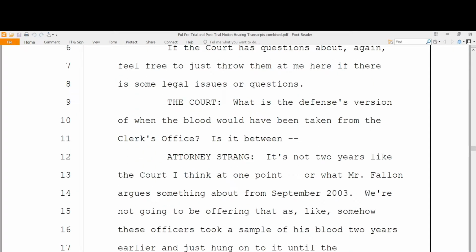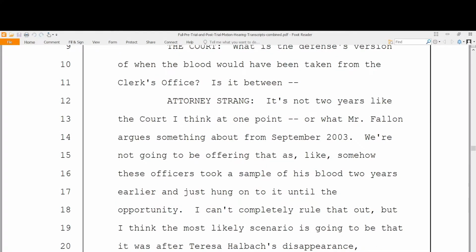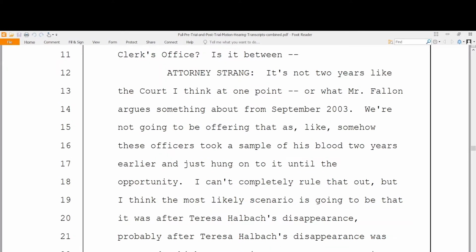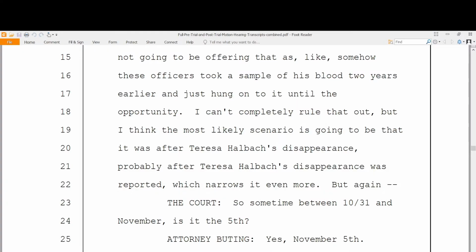The court: What is the defense version of when the blood would have been taken from the clerk's office? Attorney Strang: It's not 2 years, like the court, I think, at one point, or what Mr. Fallon argues, something about September 2003. We're not going to be offering that as if somehow these officers took a sample of his blood 2 years earlier and just hung on to it until the opportunity. I can't completely rule that out, but I think the most likely scenario is that it was after Teresa Halbach's disappearance, probably after her disappearance was reported, which narrows it even more.